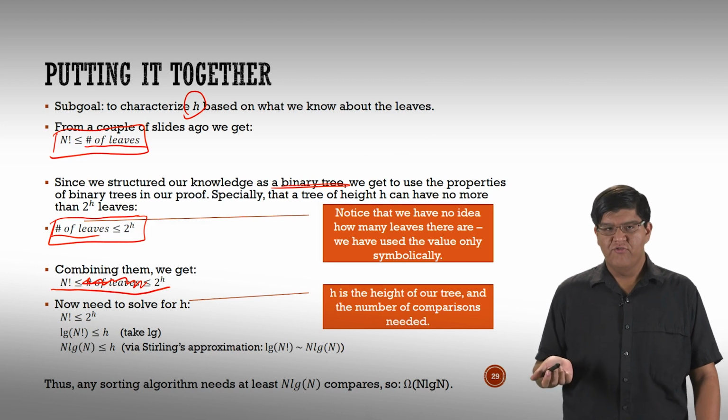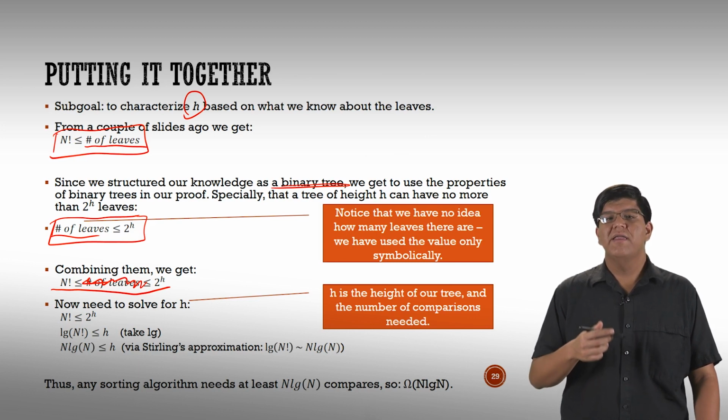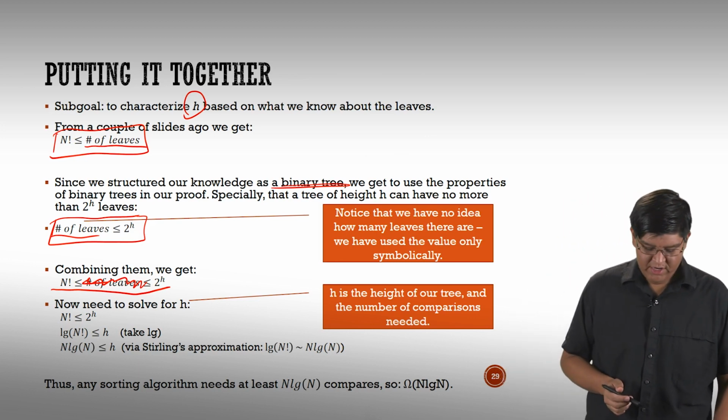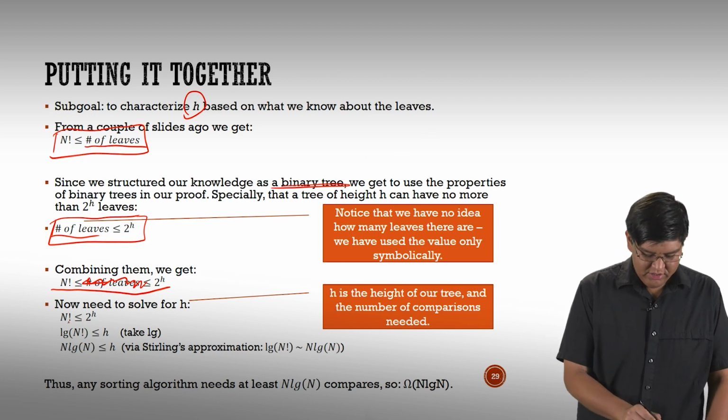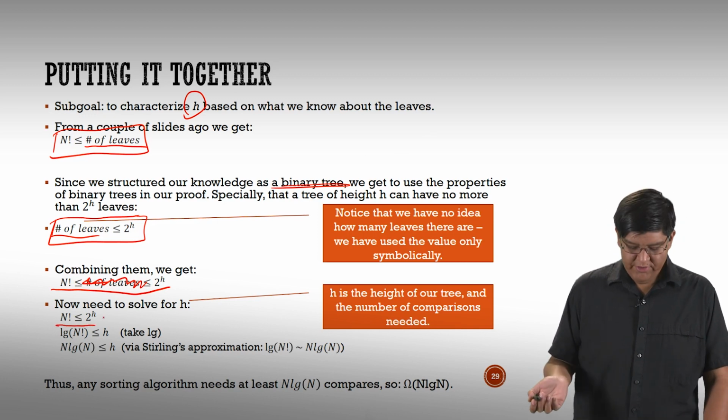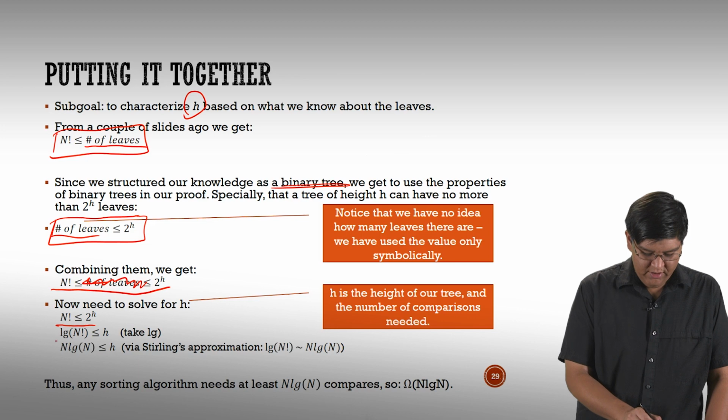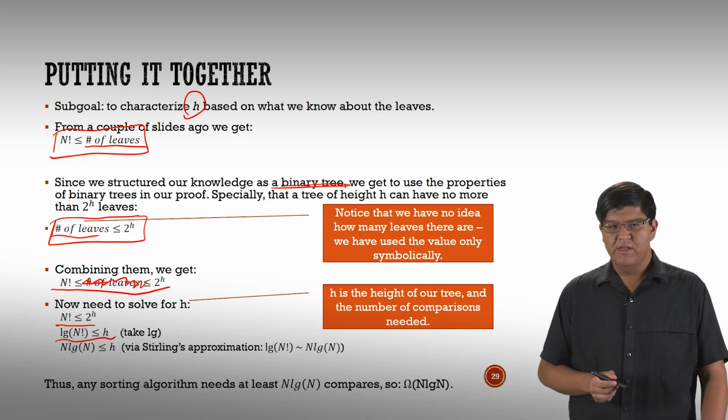H here is the size of our tree. It's probably what we want to solve for. We want to find out what that most difficult case is. How many operations will it take to explore that entire tree? So let's try solving for h. I have n factorial less than or equal to 2 to the h. I'll take the log of both sides, and I get log of n factorial less than or equal to h.